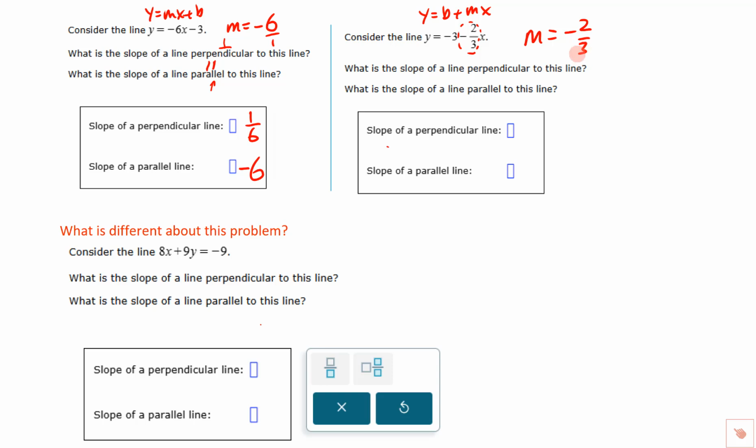So it's -2/3. So again, let's come down to the parallel. That one's easiest. So it's just -2/3. And then perpendicular is going to be the opposite reciprocal. So opposite sign is going to be positive, and reciprocal is going to be 3/2. Okay. Now you'll see lots of different variations of those, but if they're written in slope-intercept form or really close, again, all you need to do is find the slope.